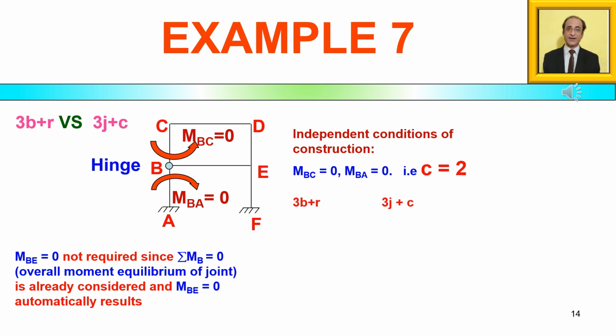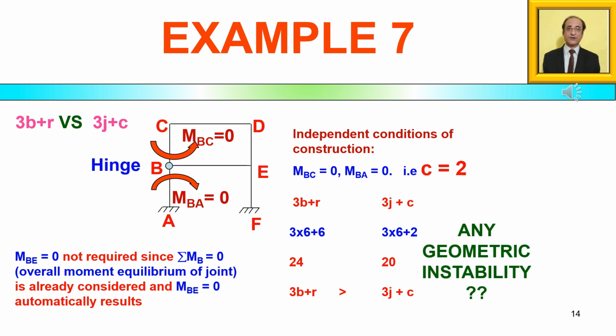So C is 2. Now when we input these values, the difference between the two terms is 4. So then the next question comes, is there any sign of geometric instability? No, there is no reason for any geometric instability. Hence, we come to the conclusion that the structure is stable and indeterminate to 4th degree.